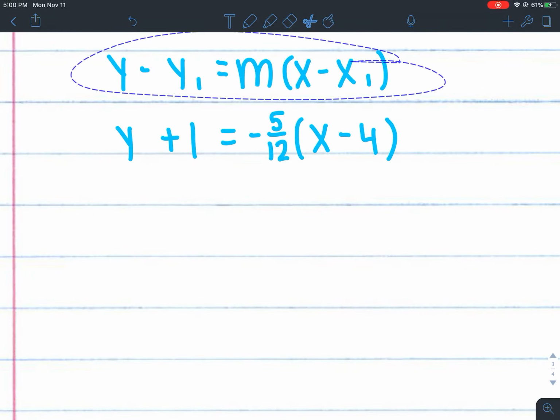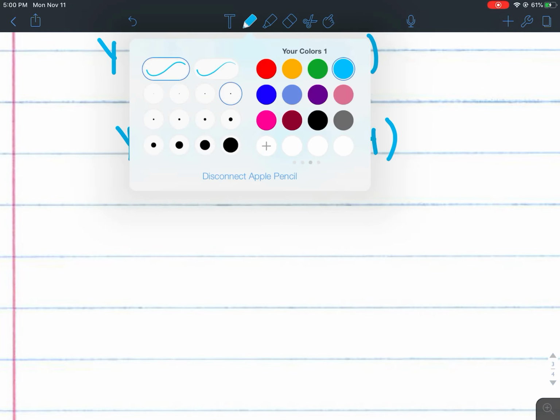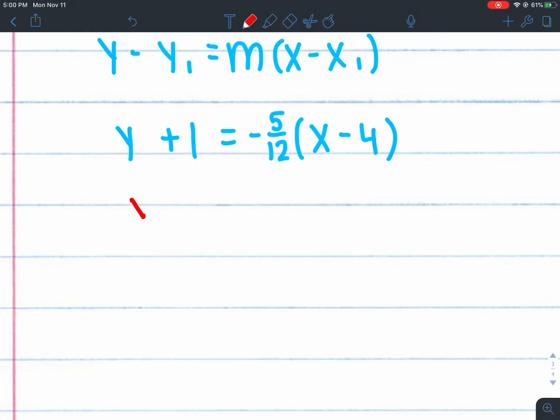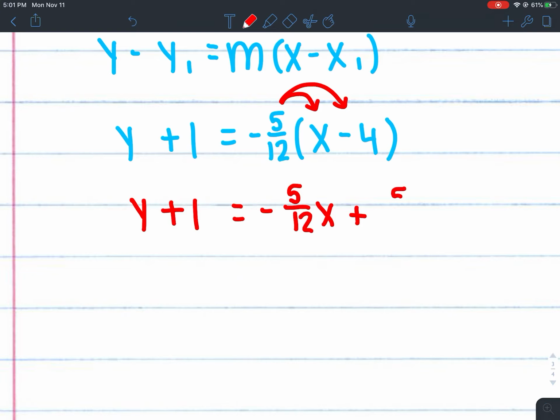Now that I have point-slope form, I can start converting. First step, distribute. Y plus 1 equals negative 5/12 times x is negative 5/12 x. Negative 5/12 times negative 4 is positive. Let's see what this simplifies to. It's going to be positive 5 over 3. Nope, just kidding.